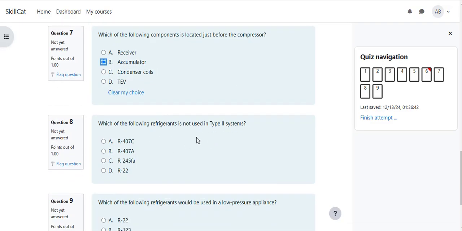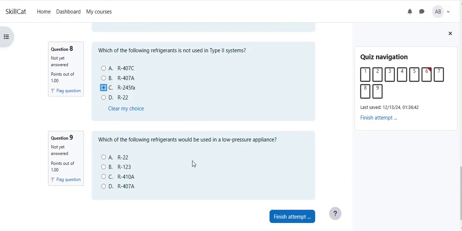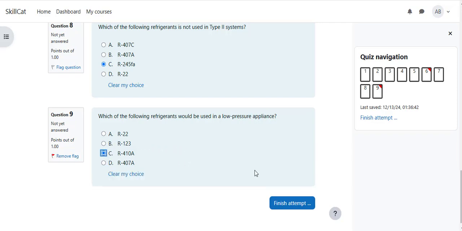Which of the following refrigerants is not used in type 2? It's R245FA. Which of the following refrigerants would be used in low pressure appliances? Okay, in low pressure appliances, I'm not sure of this one. This type 3. I don't know, maybe this one.